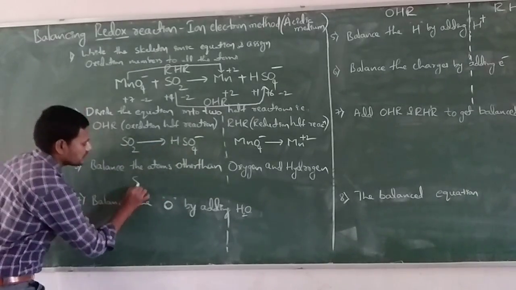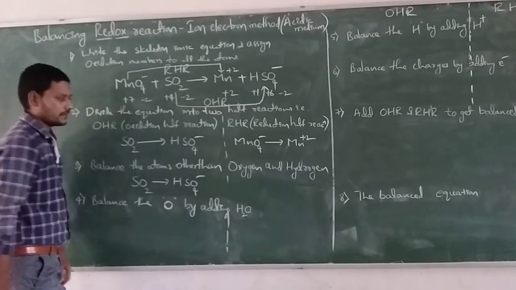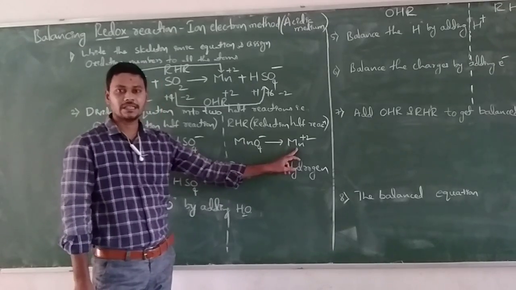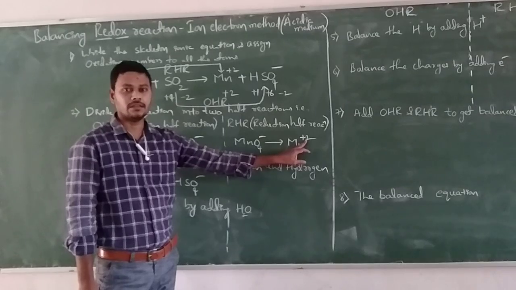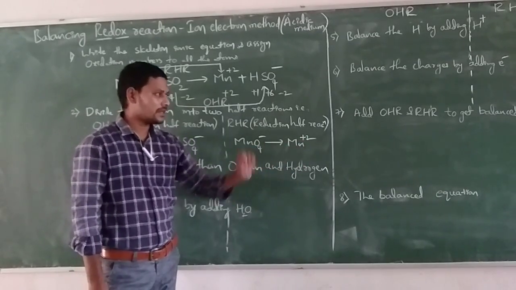So we write it as this: SO2 gives HSO4 minus. Here, how many manganese on the left side? 1. How many manganese on the right side? 1. Remember, this is a charge, not a number. It is just the charge, meaning manganese loses 2 electrons. Only 1 manganese is there.